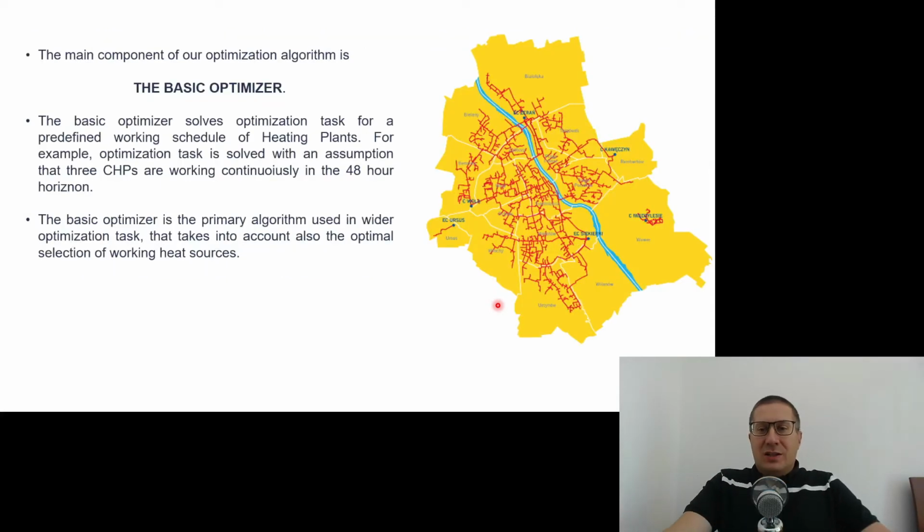So we started with creating two things, two modules, the forecasting model and the basic optimizer, which is the optimizer that tells us what should be the temperature of supply water, what should be the pressure of supply water, and how to use pumps for the given configuration of operating CHP plants.